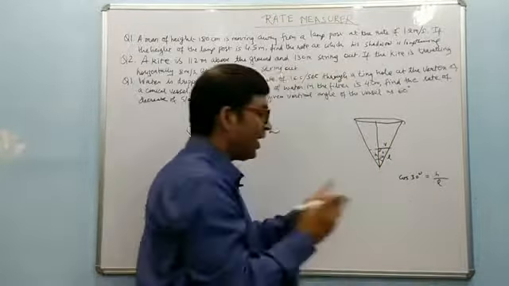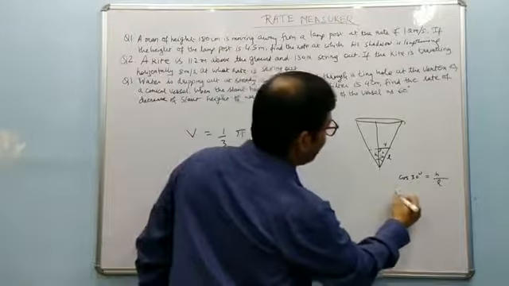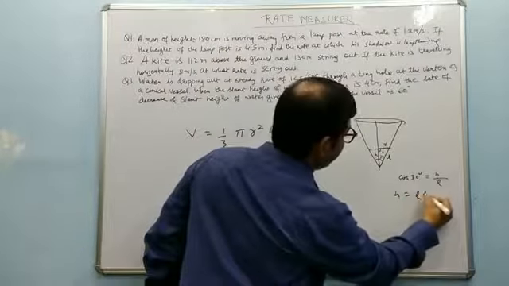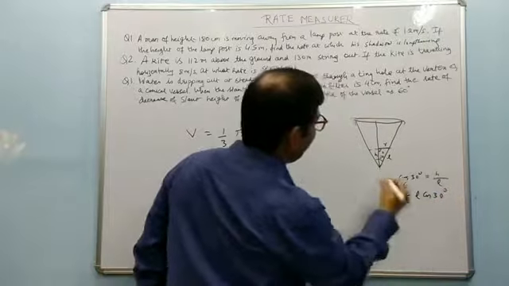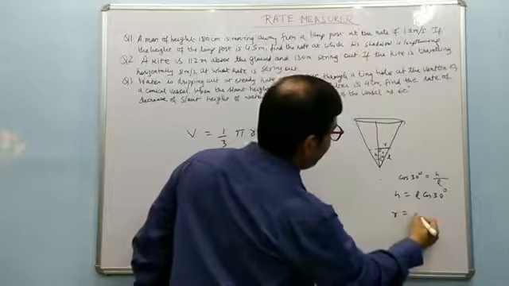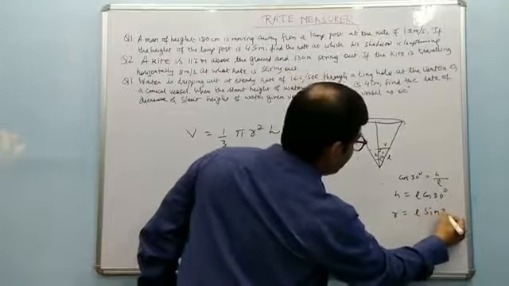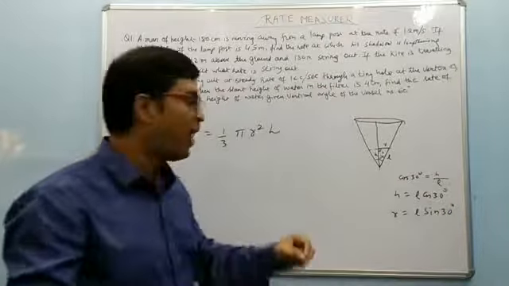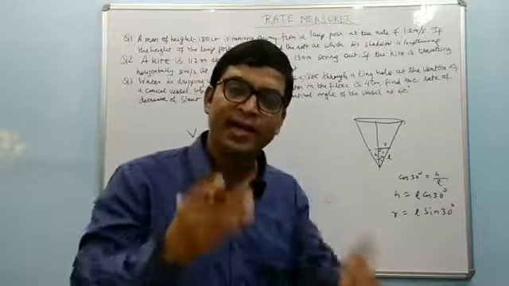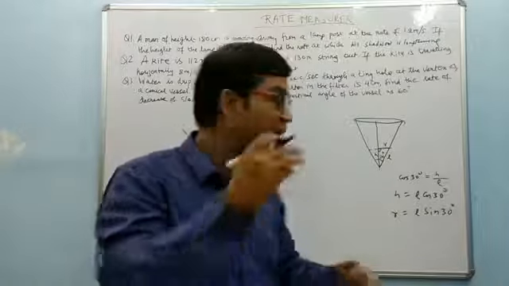hypotenuse. So the base is here h and the hypotenuse is L. So we can get the value of h. H is L cos 30 degrees, and in the same way we will get r equal to L sin 30 degrees. So we can write r and h in terms of L only.